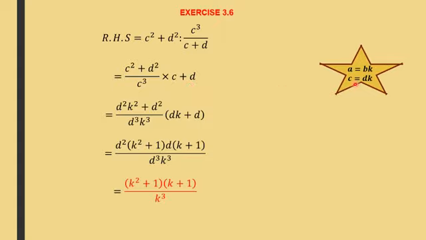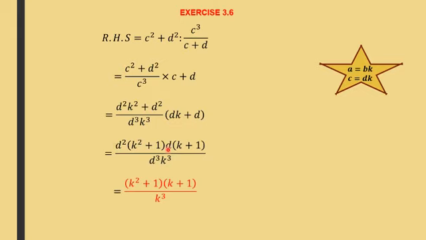Now replace the value of C. What is the value of C? C is equal to DK. C square means that D square K square plus D square divided by C cube. C cube means D cube K cube, and C is equal to DK plus D. Taking D square common, we have D square into K square plus 1. D common, we have K plus 1 divided by D cube K cube.